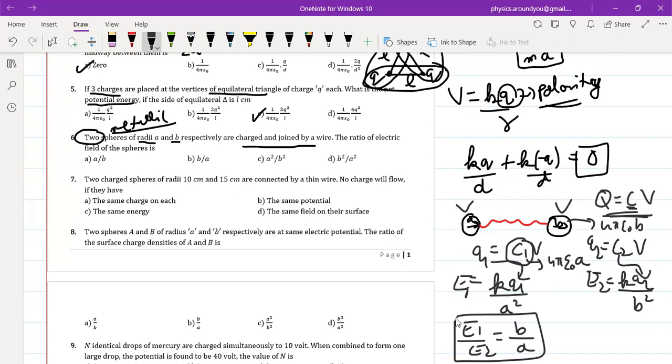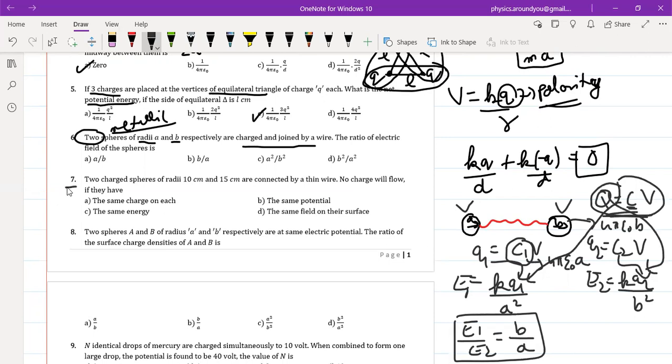I have made it as simple as possible, something which can be tackled with the 1 minute kind of approaches. Otherwise, it's going to be very tricky if you bring in formulas and formulas every time, right? The key concept is once you connect with a wire, both have the same potential. We can use Q equal to CV and then later the electric field relation.